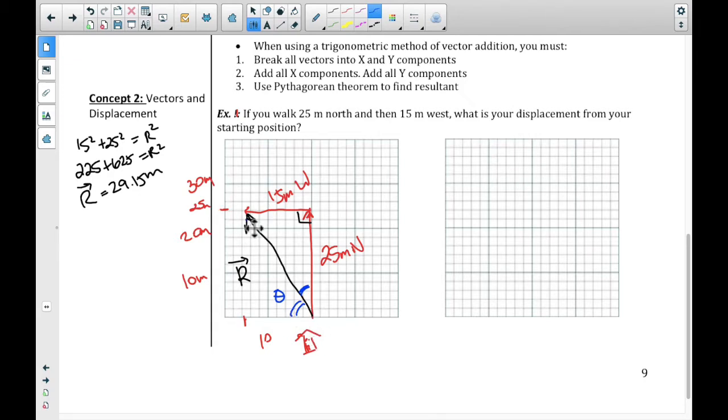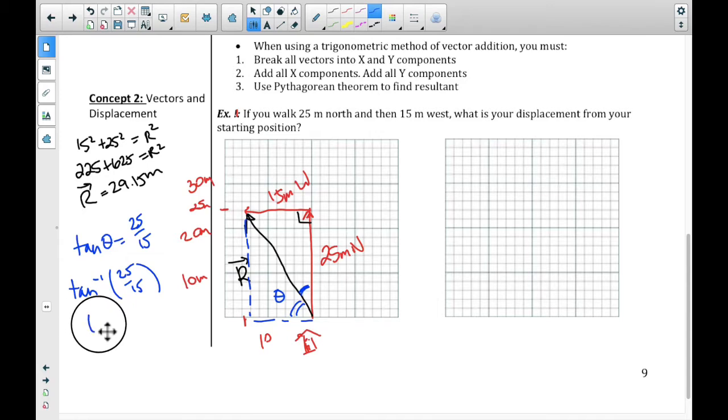So for instance, let me draw it in if you're not following me here. Let's say we've got this triangle. We know that the tangent of theta is opposite over adjacent. That's 25 over 15. On your calculator, you want to take the inverse tan, because you already know your ratio. So you take the inverse tan of 25 over 15, and you can just do that in one step on your calculator. That gives you theta, which is 59 degrees. So that angle is 59 degrees.